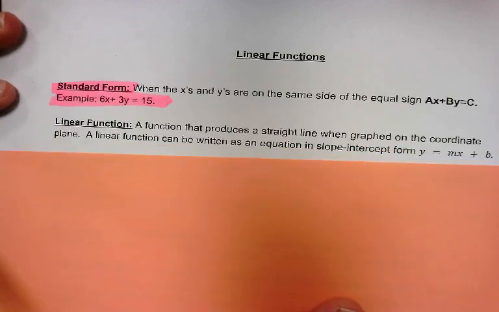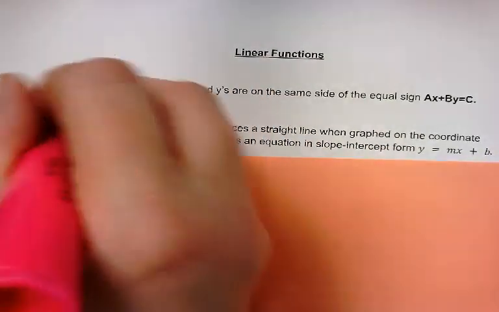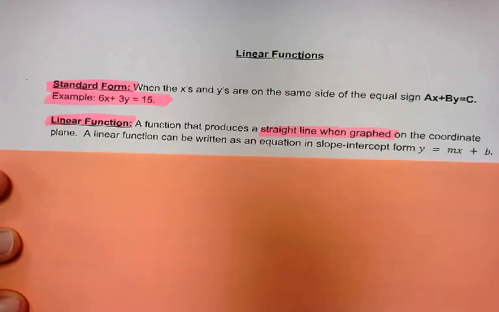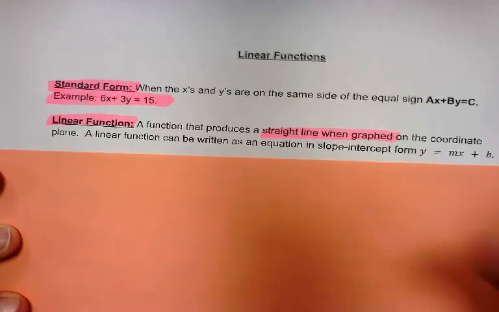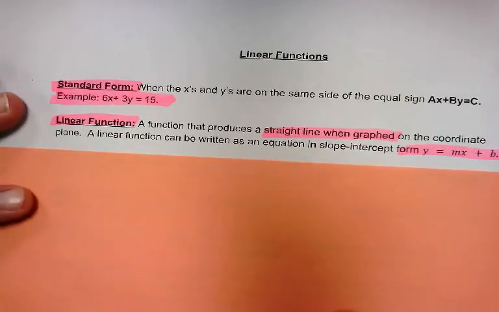Another thing we're going to review is a linear function. A linear function produces a straight line when graphed on the coordinate plane. It can be written in slope-intercept form, which is y equals mx plus b.